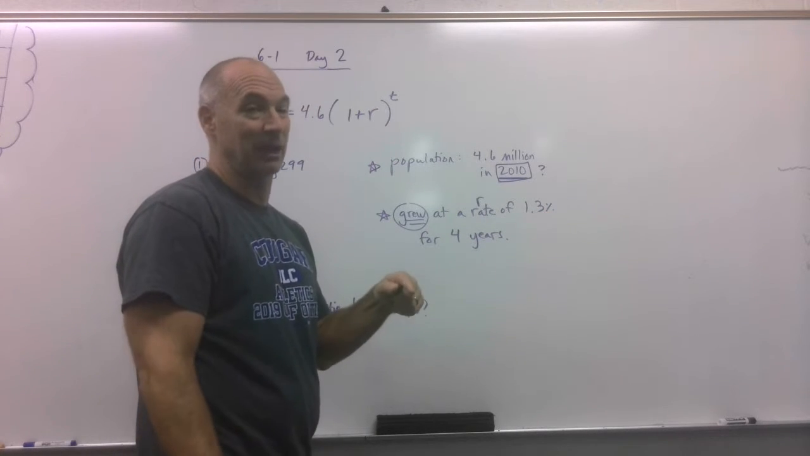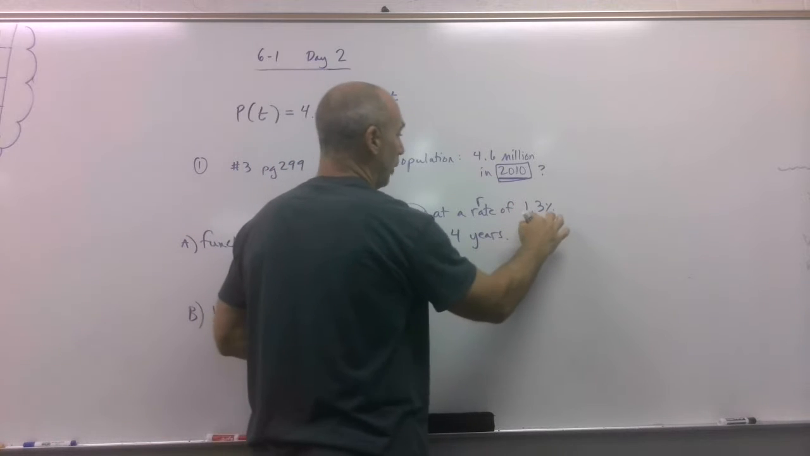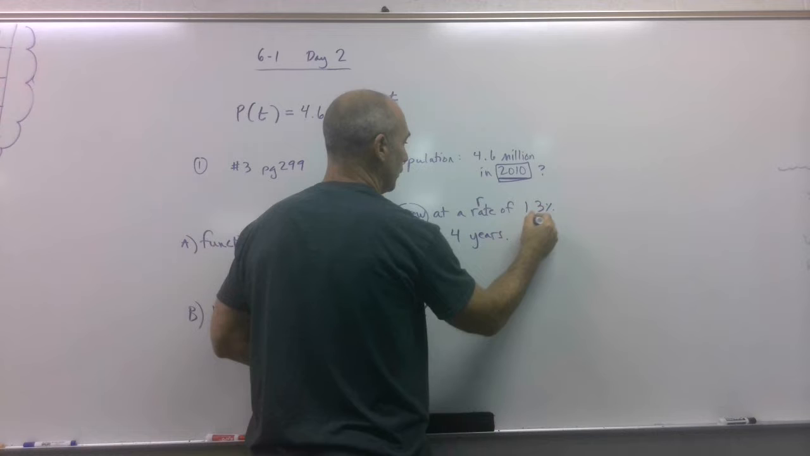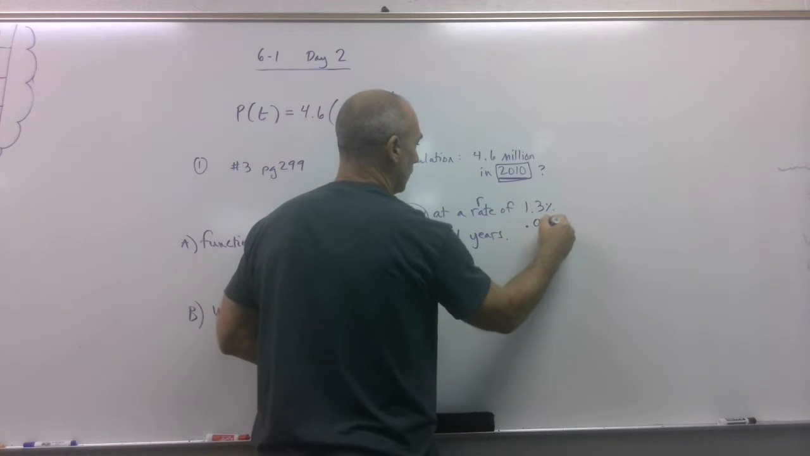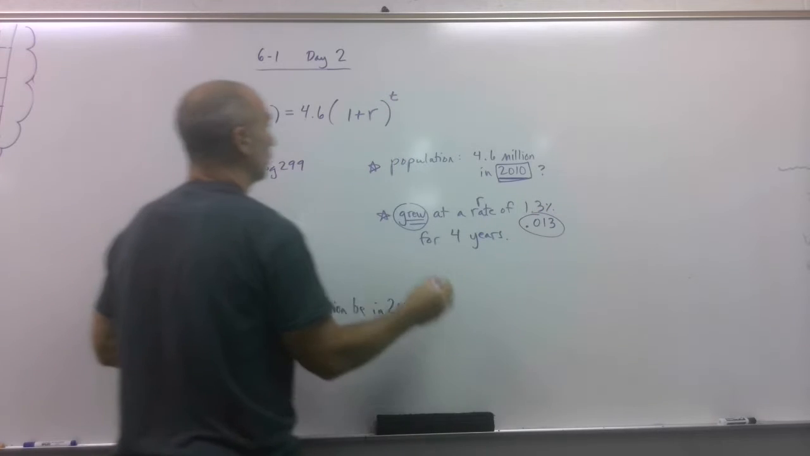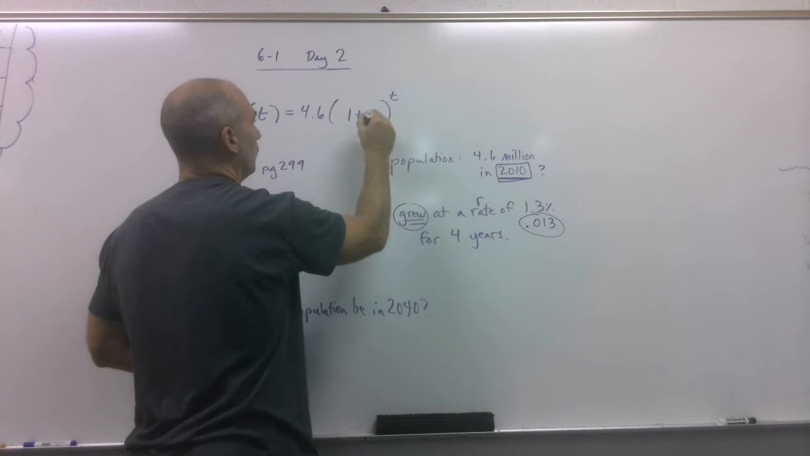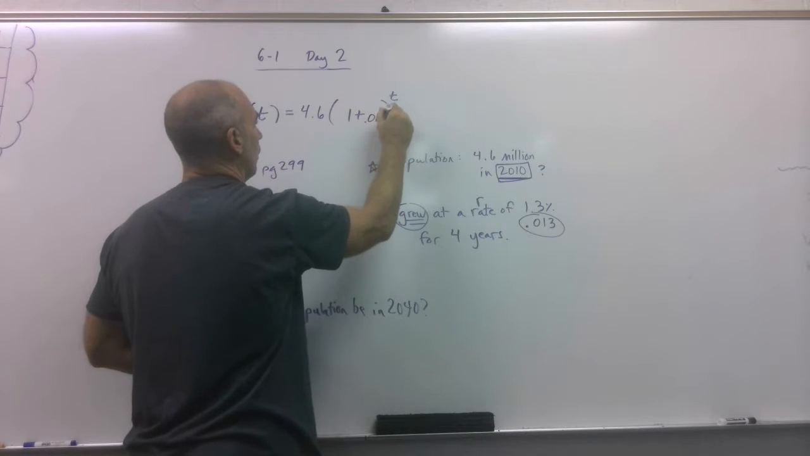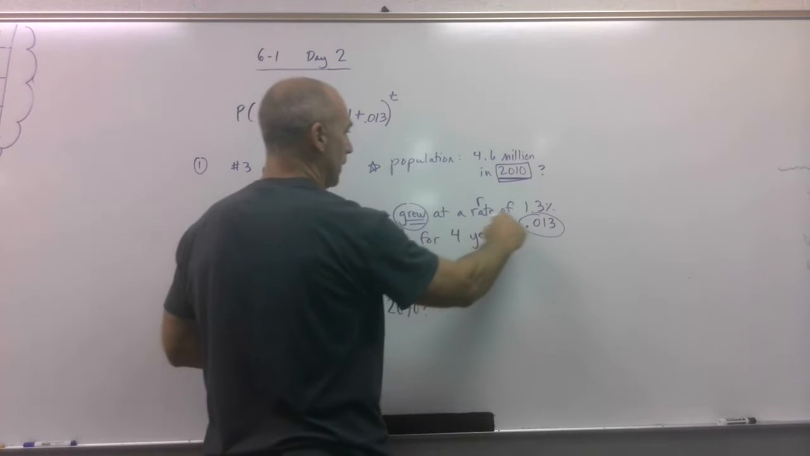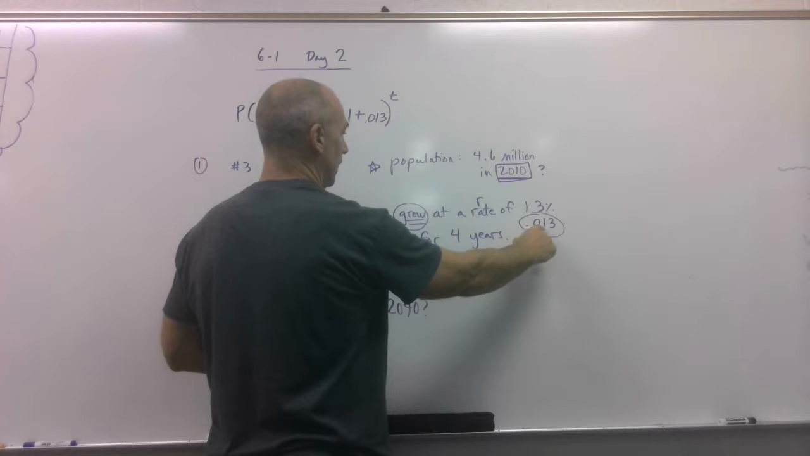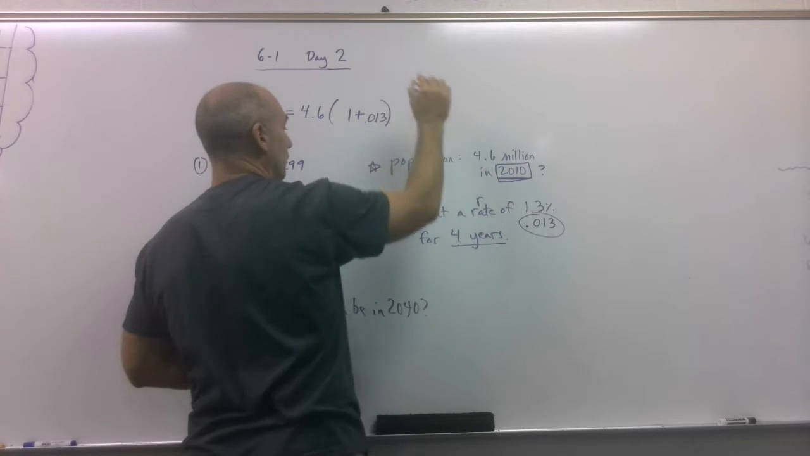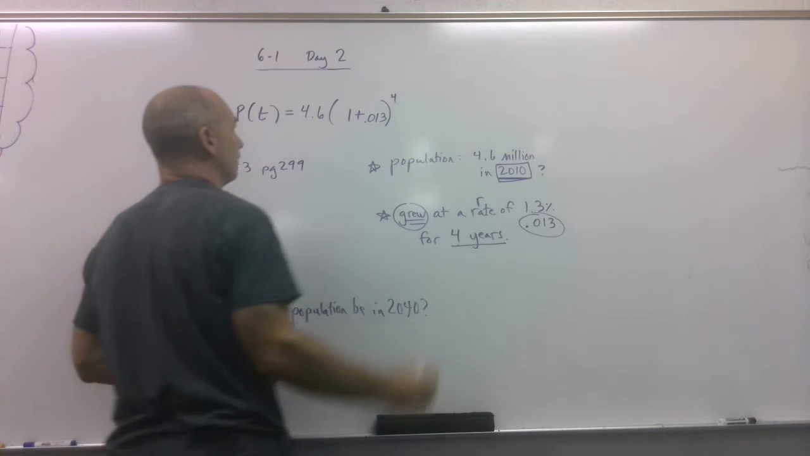This takes us back to elementary school. You can't put 1.3% in for R. We have to turn that into a number, so we move the decimal back 2 places. That's what we're going to put right here: 0.013. Let's keep reading. It says it grew at a rate of 1.3% for 4 years. That's going to be our time.